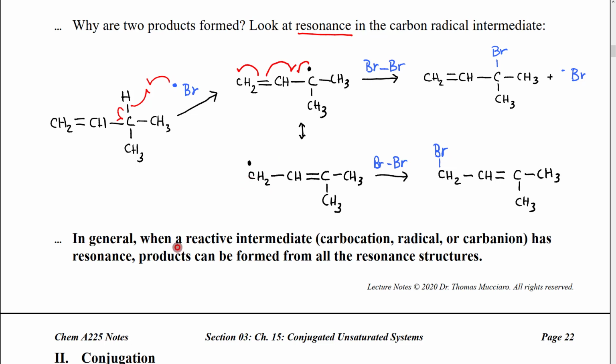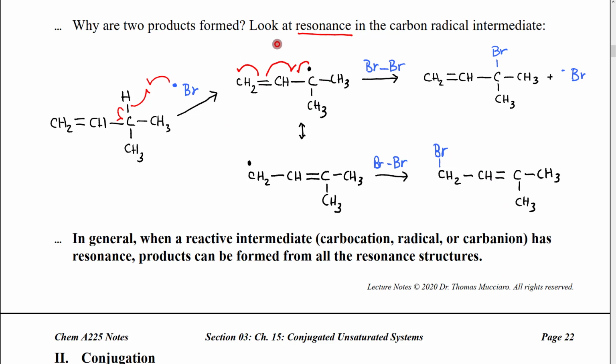In general, when we have a reactive intermediate, by which I mean a carbocation, a radical, or a carbanion, and that intermediate has resonance structures, we will expect to see some amount of product formed from all of the resonance structures. Although I should point out that it will not be the case that we will get equal amounts formed. There will often be other circumstances that will drive us to prefer still fewer than all of the possible products. In this case, however, there is no other circumstance.